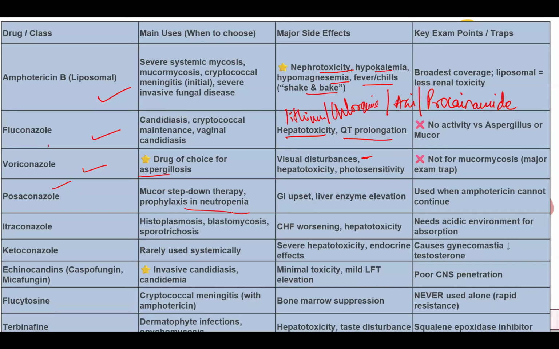Then you have ketoconazole, itraconazole. Itraconazole, again a drug of choice for your histoplasmosis. Can anyone tell me whether histoplasmosis or blastomycosis is a topical fungal infection or a systemic fungal infection?